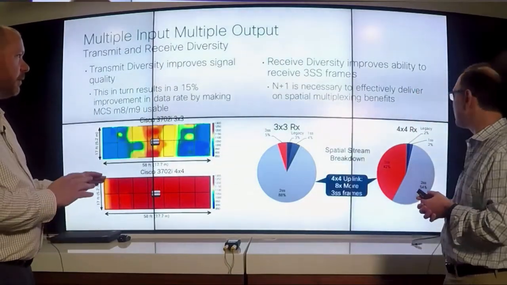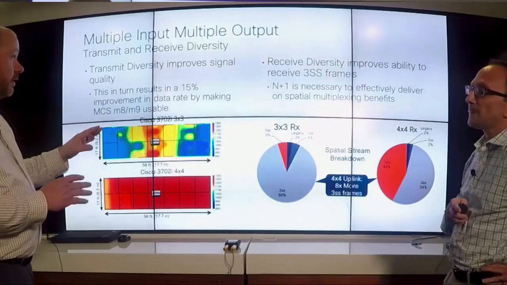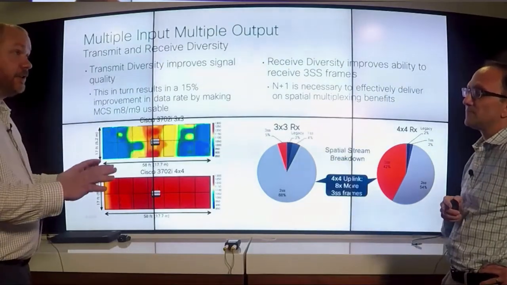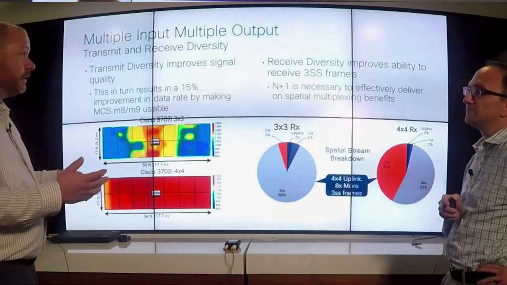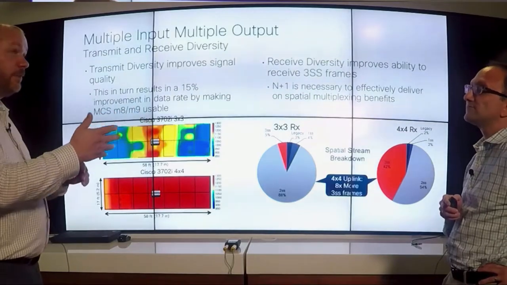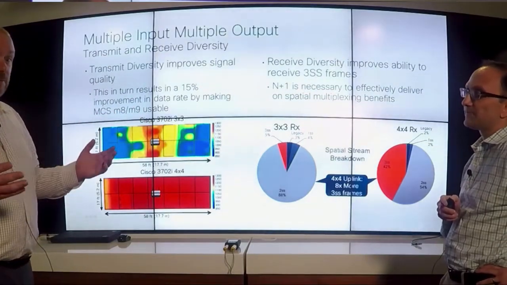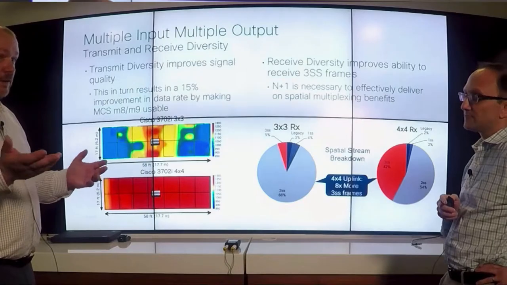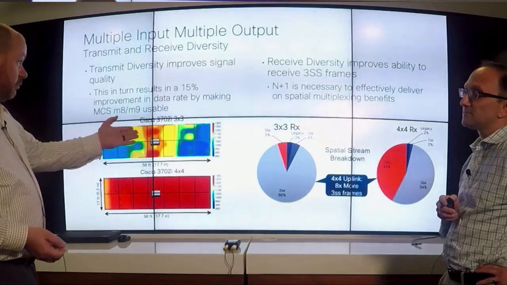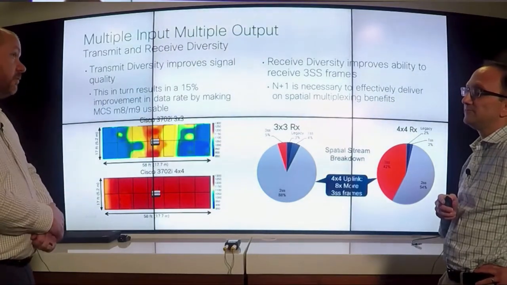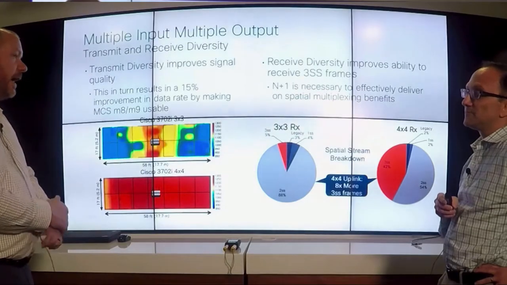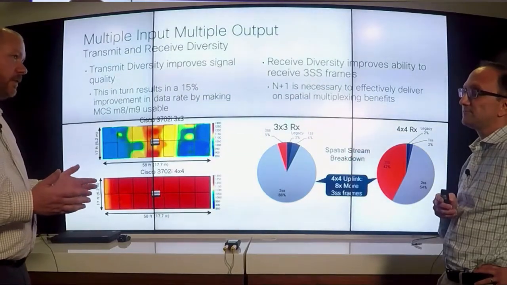This seems like a really important point to make, because I've seen a lot of data sheets, including our own, that try to say, oh, 4x4 and bigger numbers seem to be equated with better whatever. But this maybe goes against that. So how do you find the happy medium?